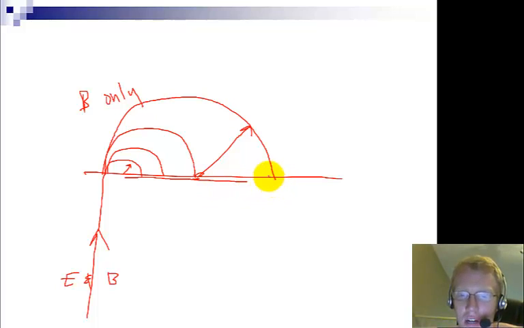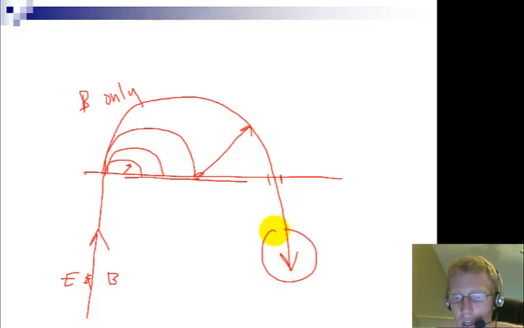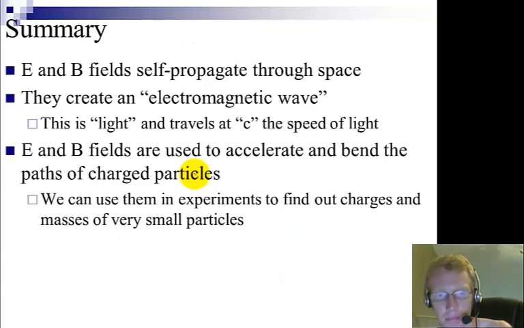And instead of having them impact right here, you can have another little slot, and they can come out. And then you'll have a beam right here of pure certain isotope that you wanted. So it allows you to selectively pick out different masses out of a sample.